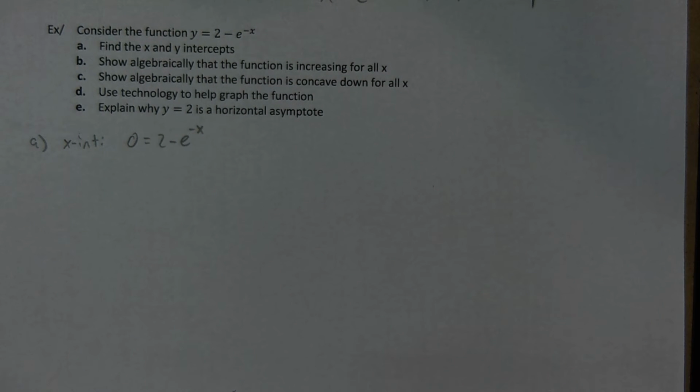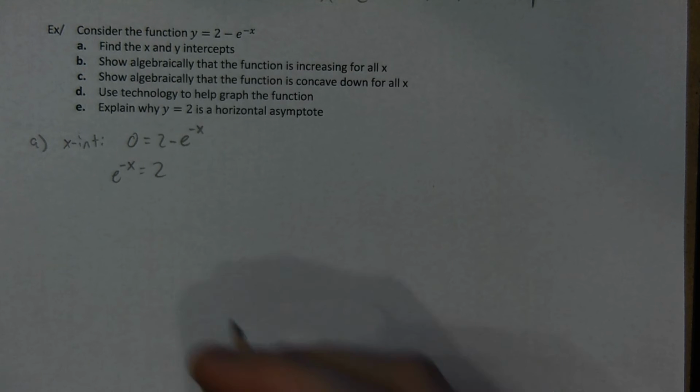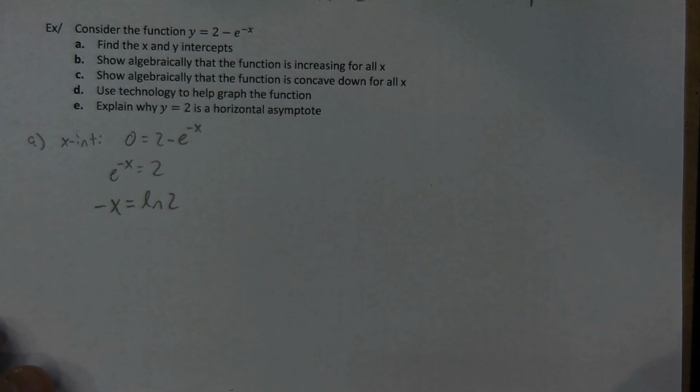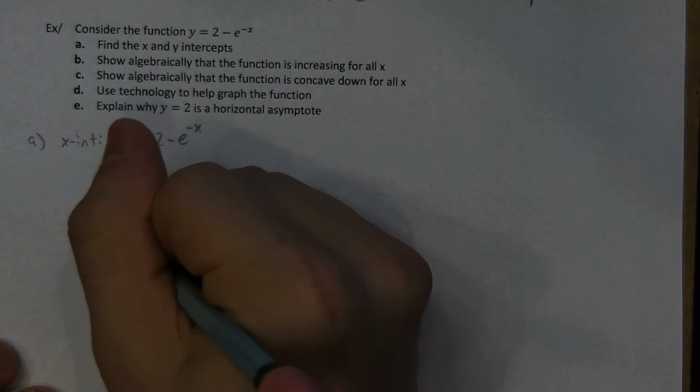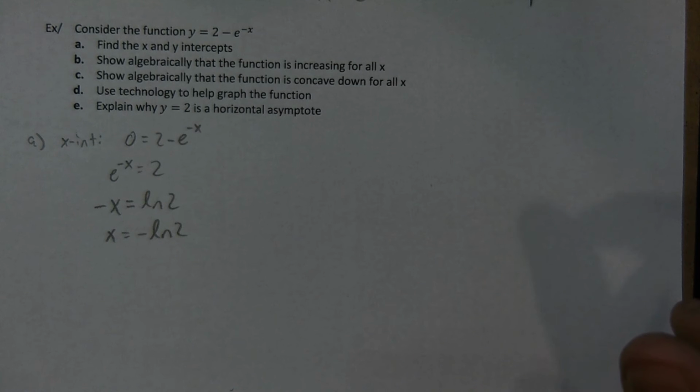So solve for x. Add e to the negative x to both sides. And then you cancel e on both sides with ln. So negative x equals the ln of 2. And then, of course, you divide it by negative 1. So x equals negative ln 2. I mean, it's not a pretty number, but it is a number.